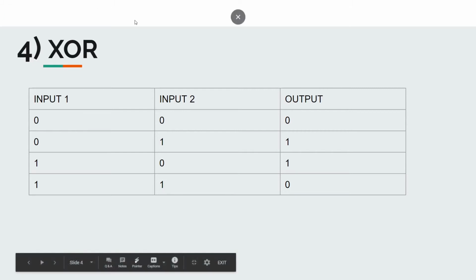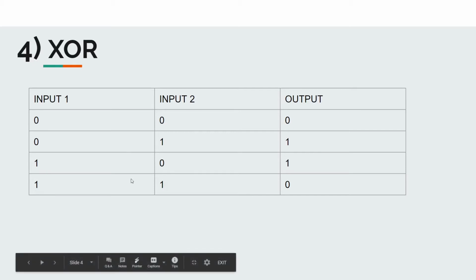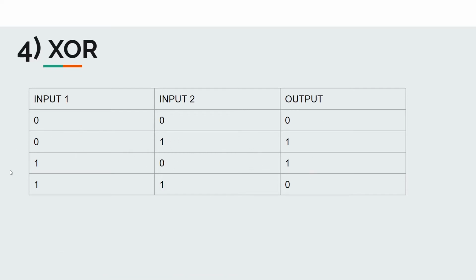Next let's look at the truth table for the XOR operator. First we have input 1, input 2 and the output. For input 1 as 0 and input 2 as 0, the respective output is 0. In this case, if both the inputs are 0 or both the inputs are 1, then the respective output would be 0. In other cases it is 1. For the second case, input 1 is 0 and input 2 is 1, the output is 1. For input 1 as 1 and input 2 as 0, the output is 1. For the last case, when both the inputs are 1, the output is 0.